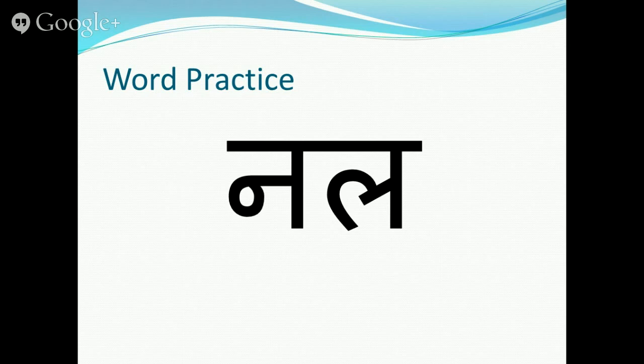This is na followed by la. Remember, not with the back of the throat, but with the front of the mouth and the tongue. Null, null, null.